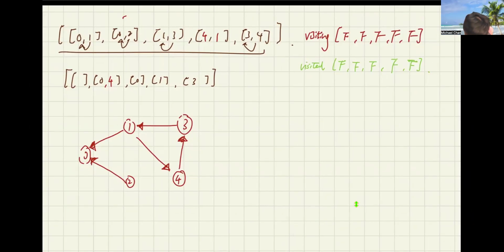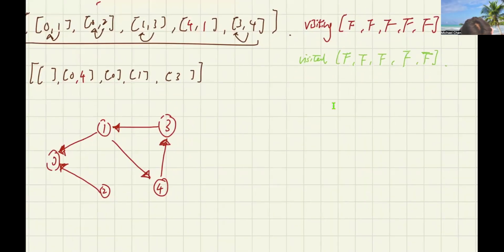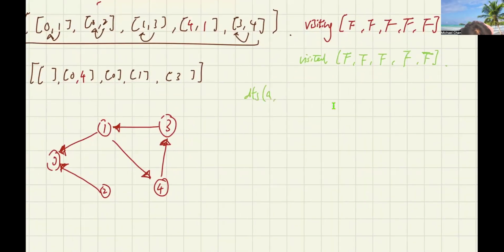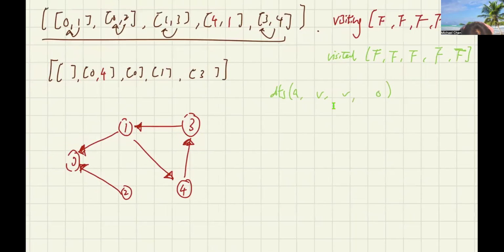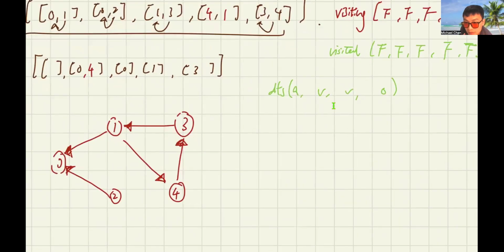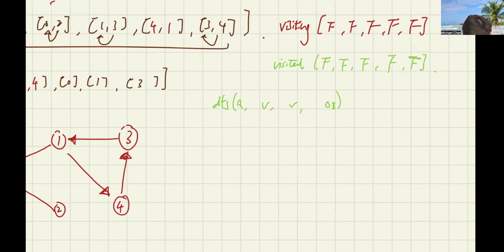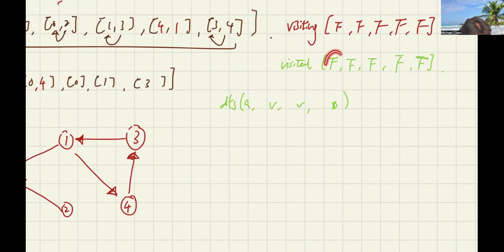So first we create the adjacency list. It's the same procedure, right? You do this, and then you create these two vectors, which are false and false. And then you go through the neighbors, right? So you call DFS with adjacency list, visiting, visited, and 0. And 0 in visiting is false.